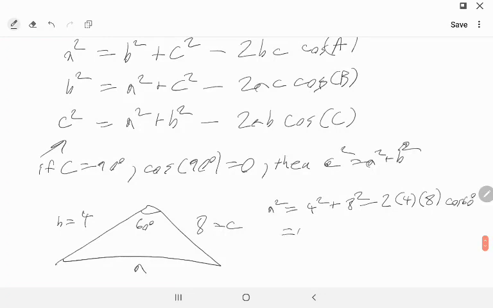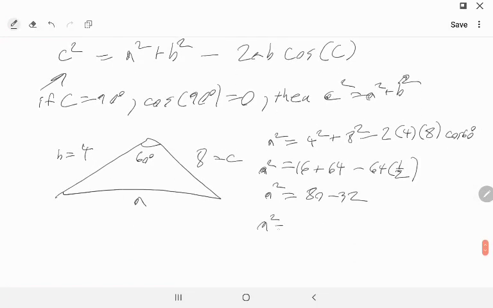And so we're going to get 16 plus 64 minus, that's going to be 64 times 1/2, because cosine of 60 is 1/2. So a squared is going to be 16 plus 64 is 80 minus 32.